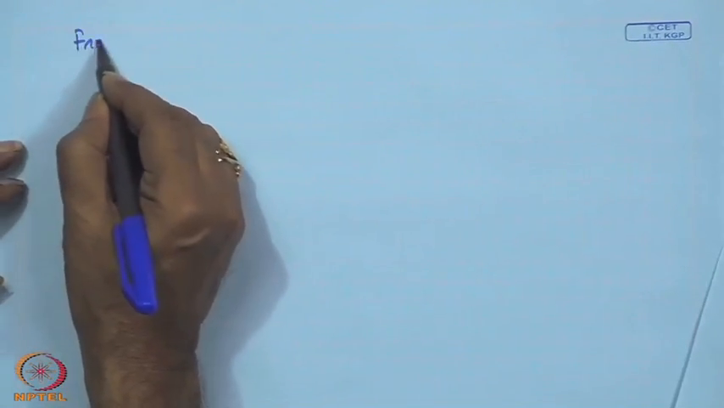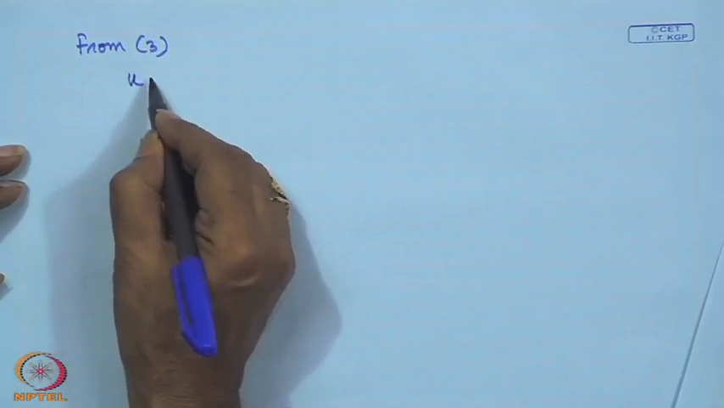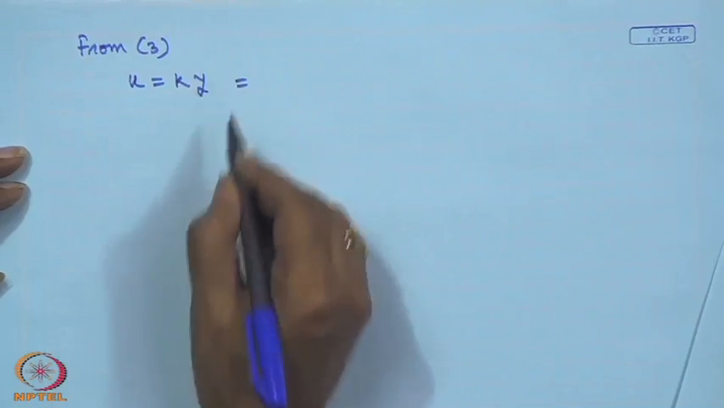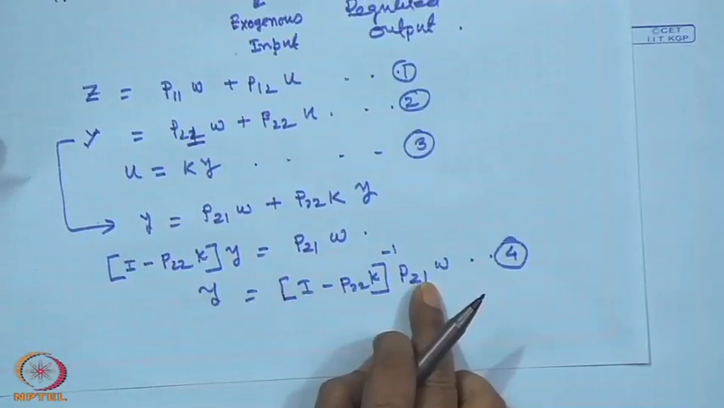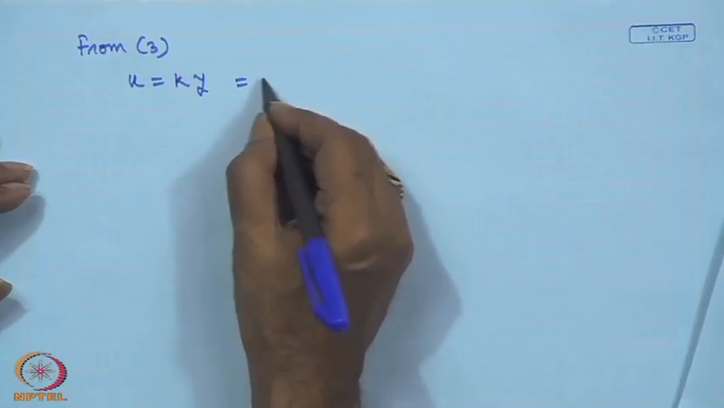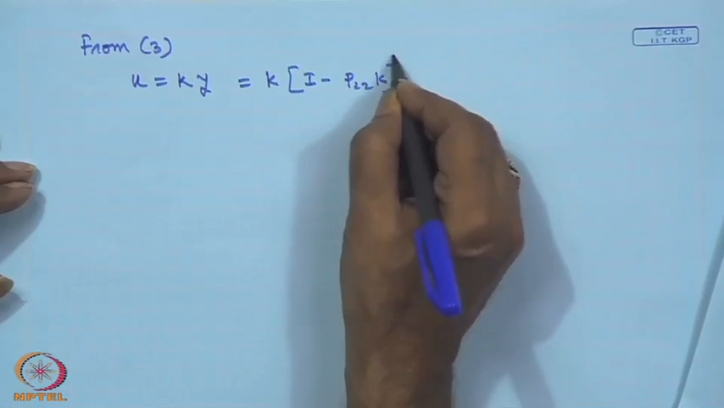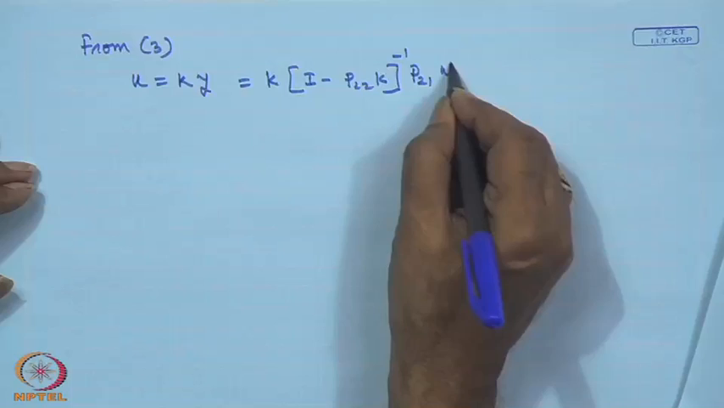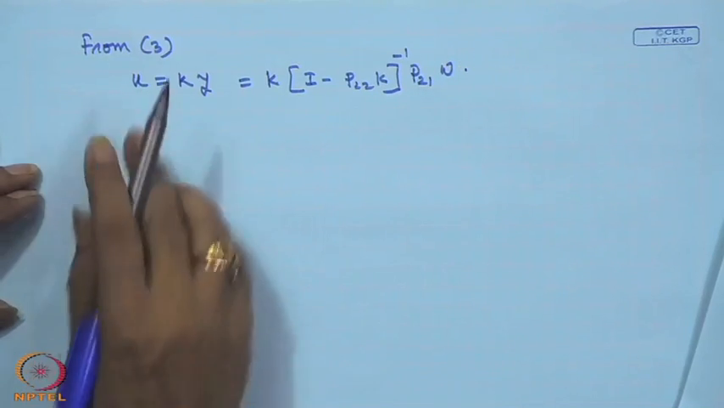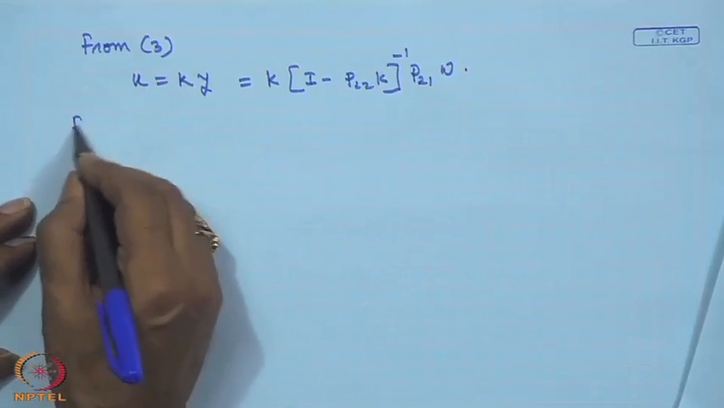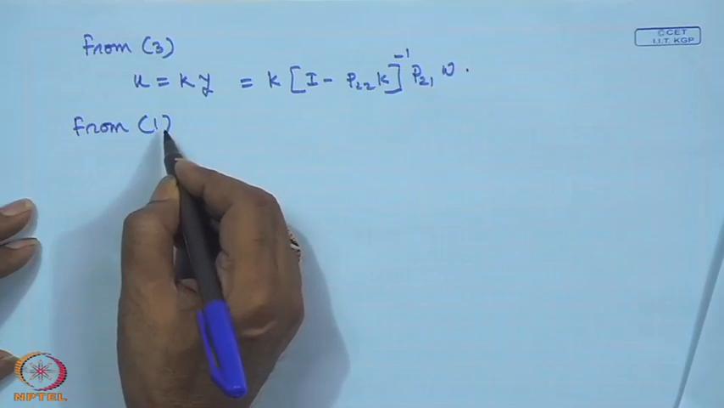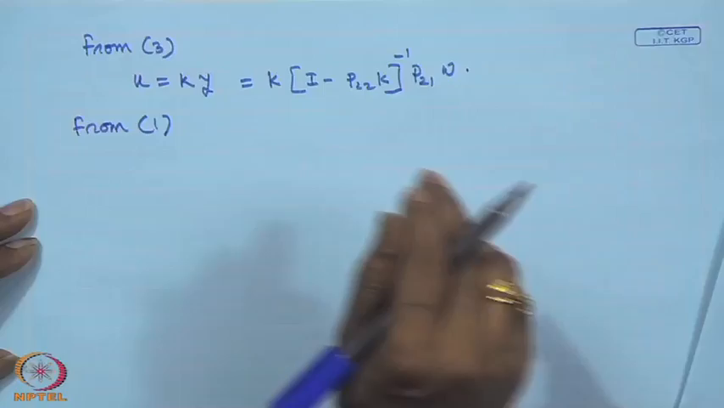From 3, we know U is equal to K into Y. We already know the expression of Y. You see, the expression of Y is this one. You will put it there. So, it will be K into I minus P22K whole inverse P21W. So, replacing U in equation 1, then only we will get the relationship between the input signal W and Z. The regulated signal is Z and the input signal is W, which is exogenous input. That relation we can find out.